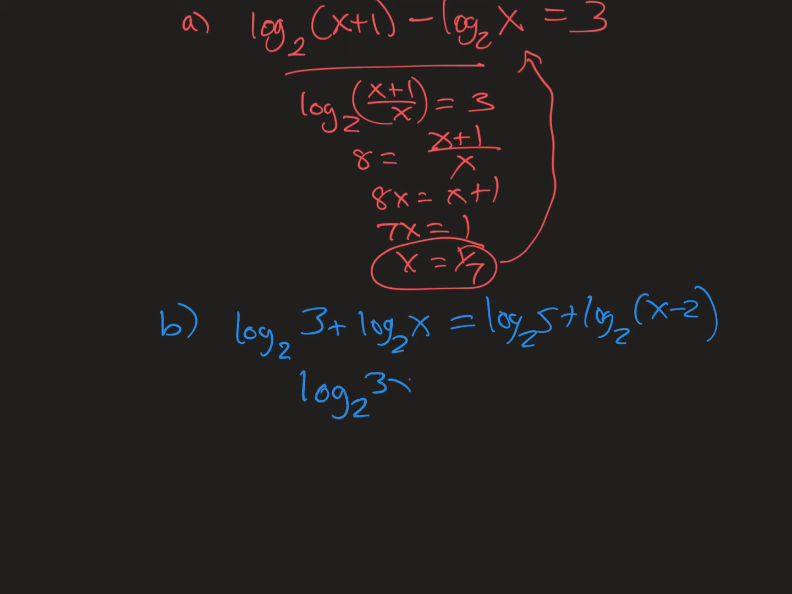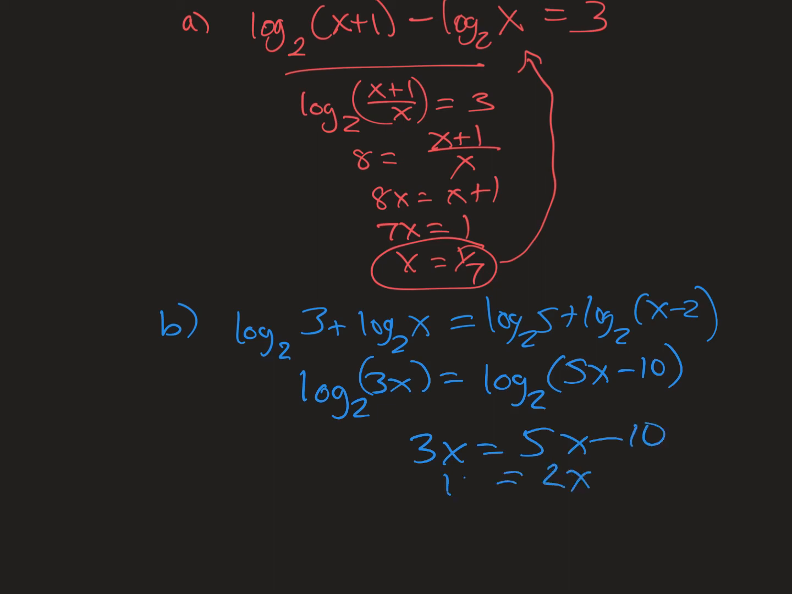So addition goes to multiplication. And on the right side, same deal, log base 2 of 5x minus 10, again, addition going to multiplication. And the only way this is true is if the insides are equal. So I have 3x equals 5x minus 10, or 2x is 10, x is 5. And again, you just want to double check, since you're solving for a variable that's inside the log, making sure you're never taking a log of 0 or negative. And I'm not in this case, so I'm okay. So those are two different types where you're solving for a variable inside a log.